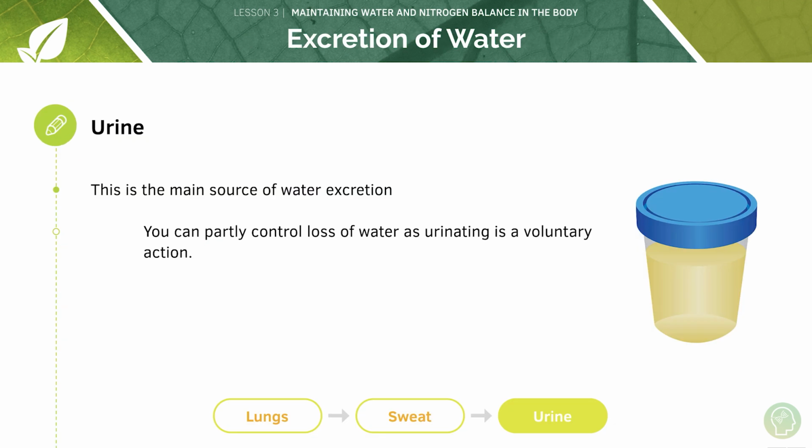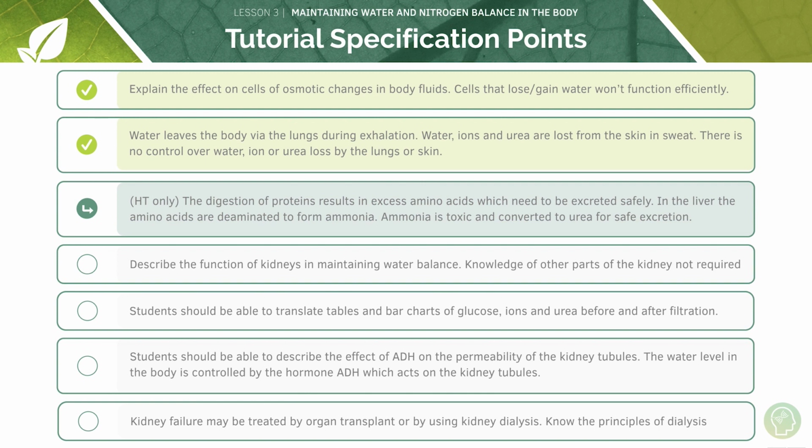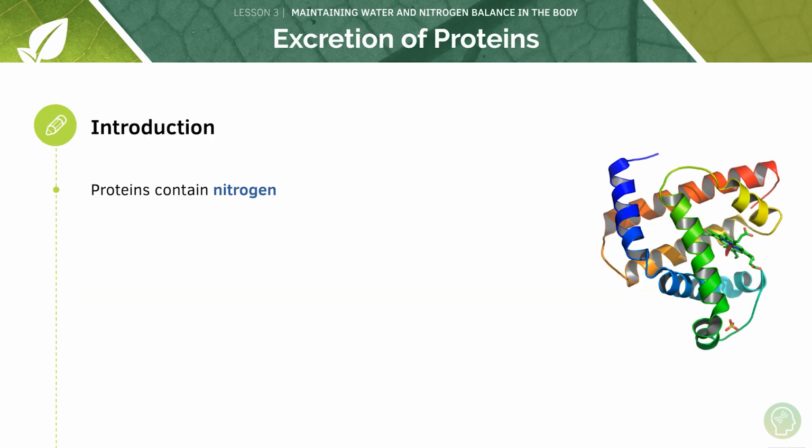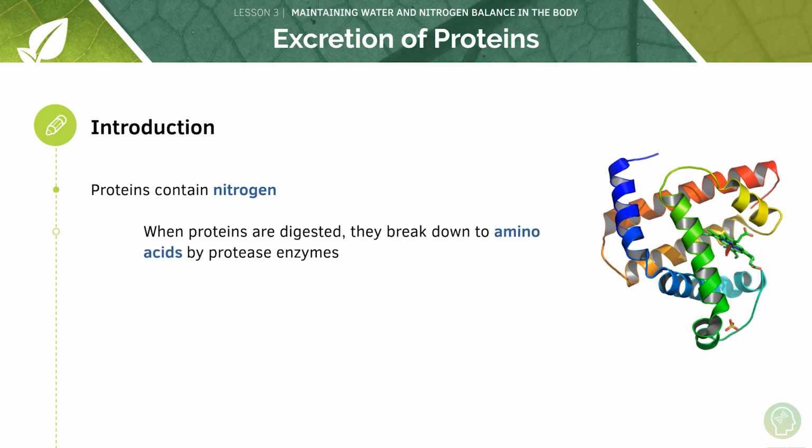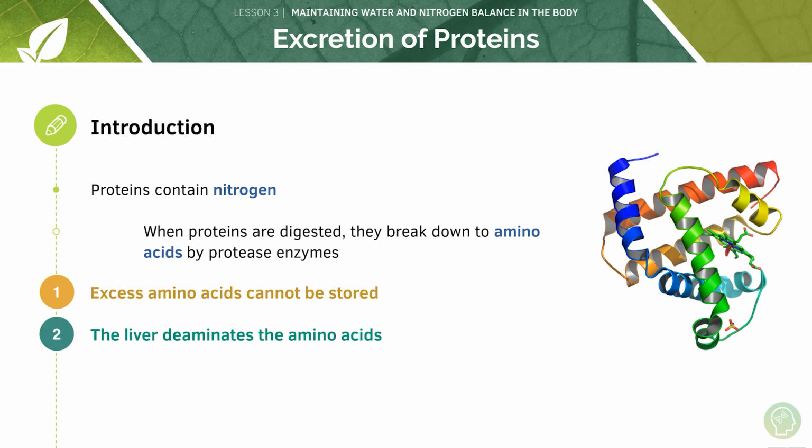Now we've had a look at the excretion of water, let's have a look at the excretion of proteins. So proteins contain nitrogen, and when proteins are digested, they break down into amino acids by protease enzymes. And excess amino acids cannot be stored, and the liver actually deaminates the amino acids. So deamination is basically the process of removing the amine group from the amino acids. So this means that the nitrogen and hydrogen atoms of the amino acids are lost. So that's the deamination process.